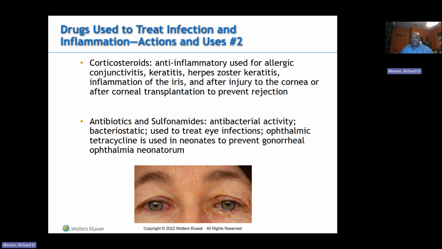The ophthalmic tetracycline and erythromycin are also used to prevent gonorrheal ophthalmia neonatorum. In other words, gonorrhea, an infection of the newborn's eyes. Right. So they use tetracycline and erythromycin to treat that because some mothers may have gonorrhea, and of course babies have actually gone blind when the secretions from the infection make contact with their eyes, and so they treat it with tetracycline and erythromycin.